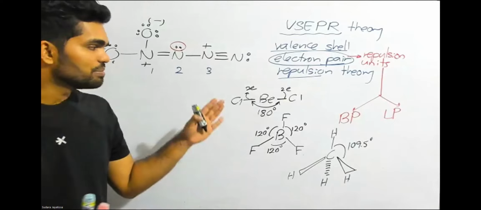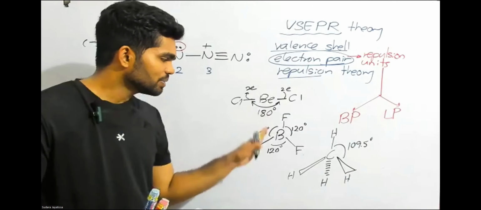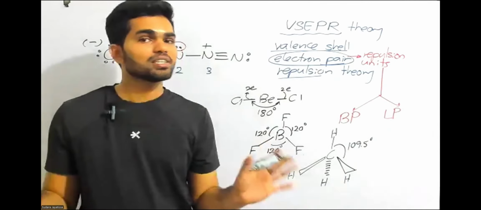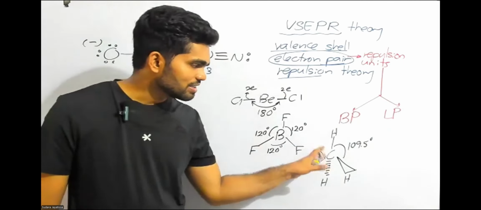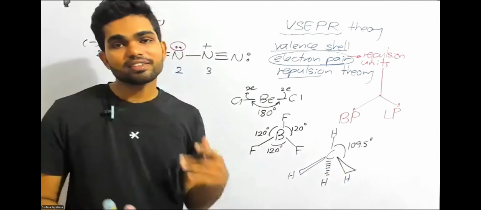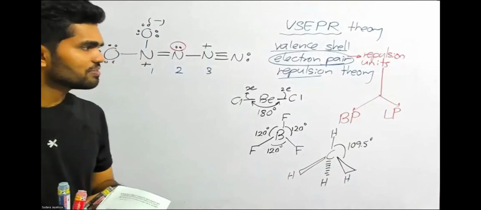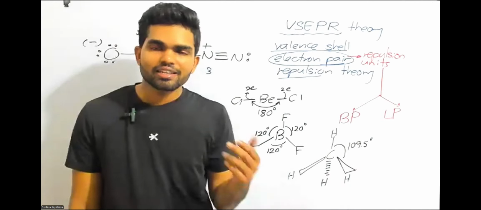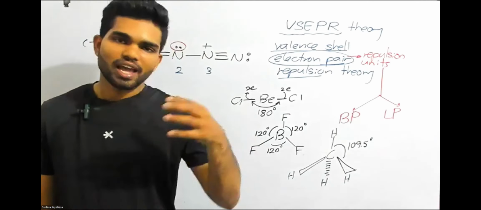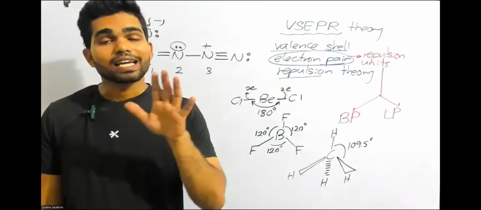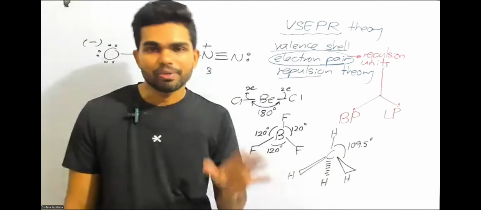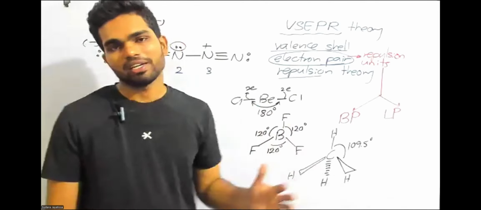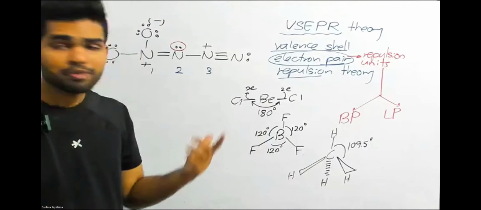You can see BeCl2 and BF3 are 2-dimensional arrangements, but this CH4 arrangement is a 3-dimensional arrangement. Like that, depending on the number of repulsion units, they keep a certain arrangement. We call it electron pair geometry. We had to put a name for this.